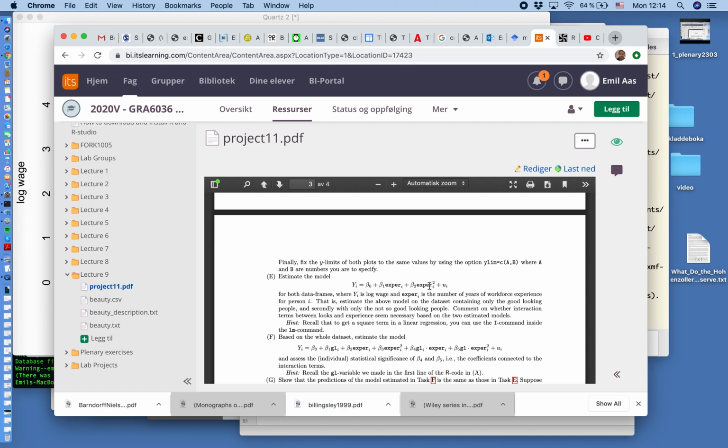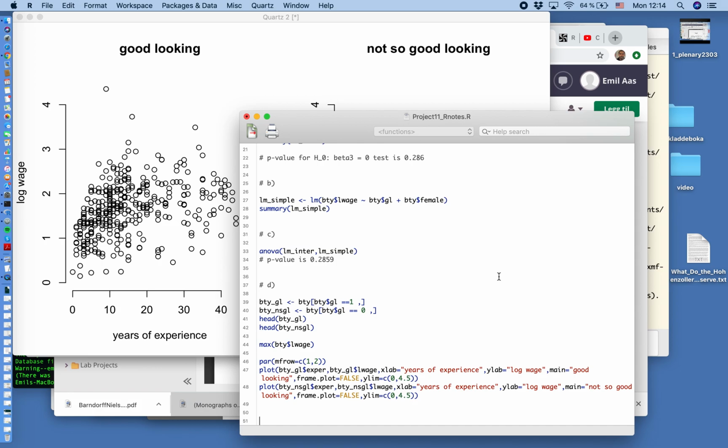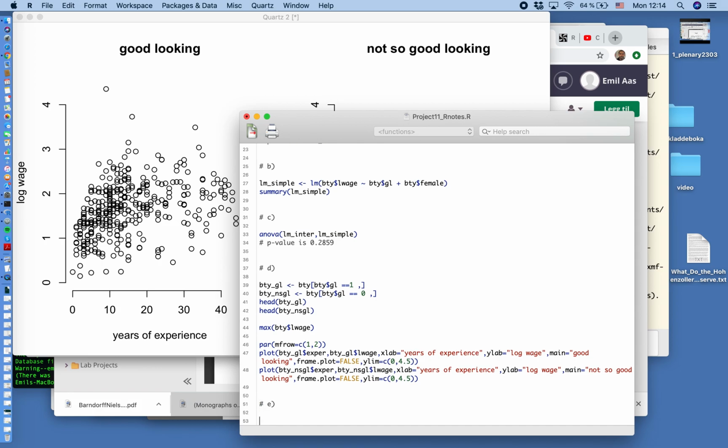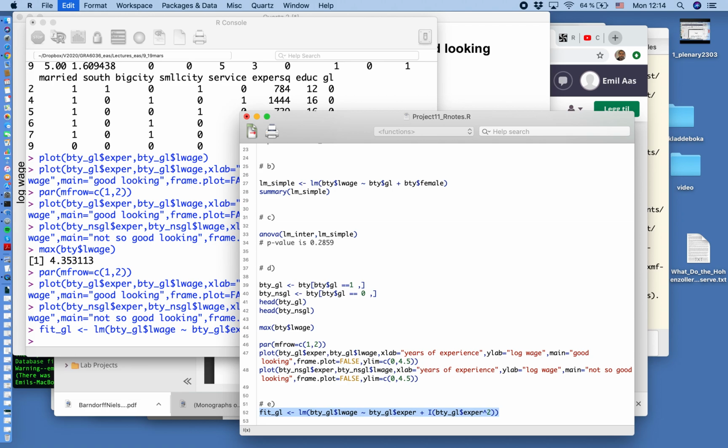So now we go into exercise E, where we are to fit a model with experience and experience squared for both data frames. So that's E. We do fit good looking, and the log wage is our y. Then we do tilde exper plus, and now we need the I function because we're going to square this thing. If we don't wrap it in this I function, we get an error. And we fit this model, and we do the same thing for the not so good looking. So that's BTY, we replace, we have to get the correct data frame.